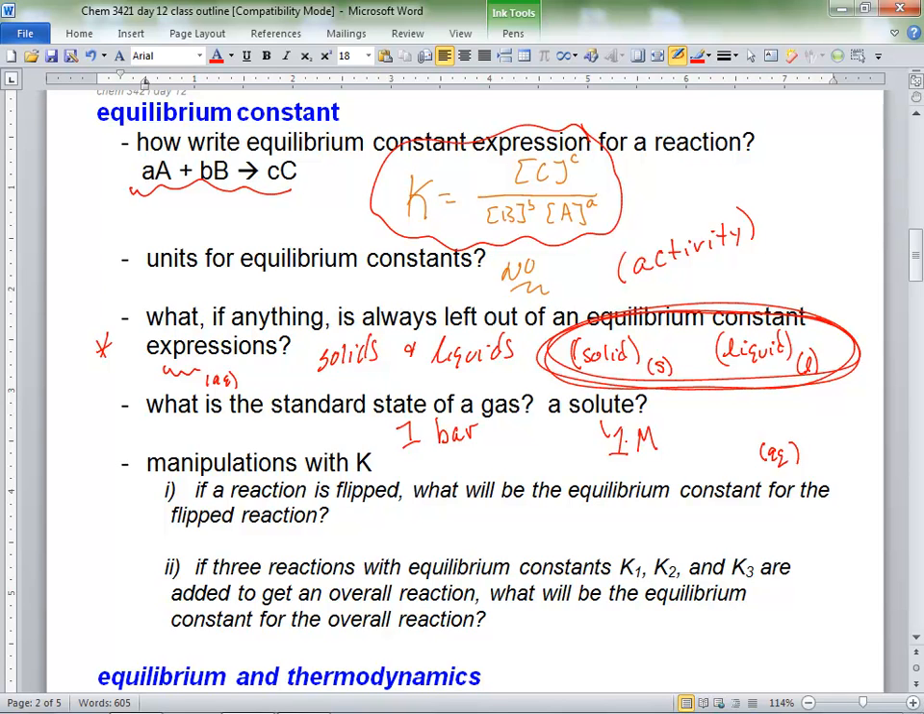Manipulations with the equilibrium constant. If a reaction is flipped, Daisy, what will be the equilibrium constant for the flipped reaction? Right? Here's a reaction, and we flip it. Reactants become products, products become reactants. How would that affect the equilibrium constant?